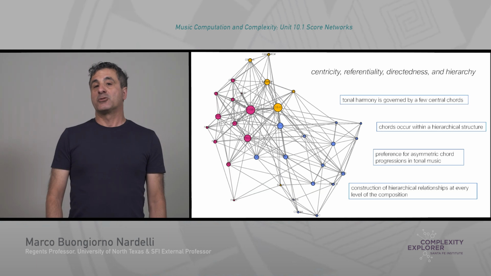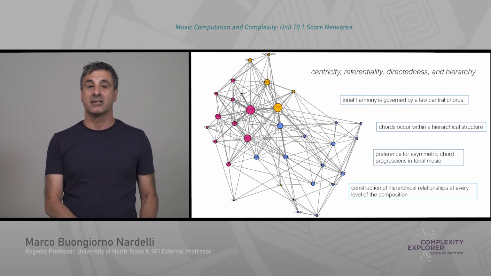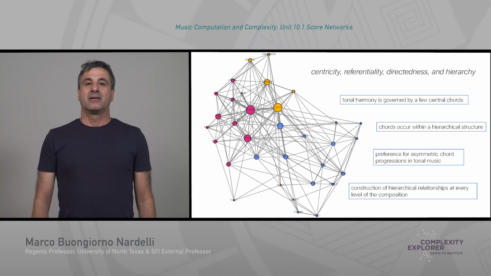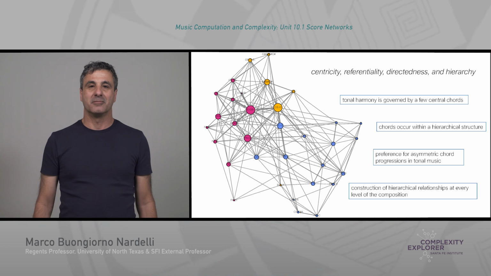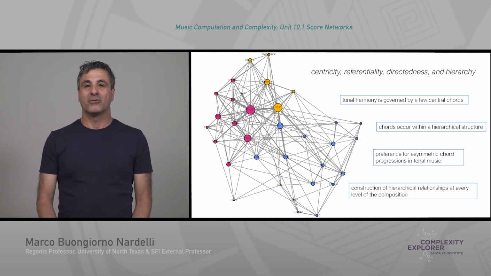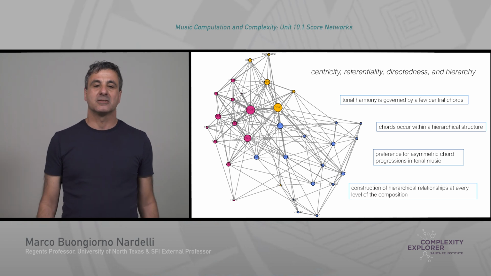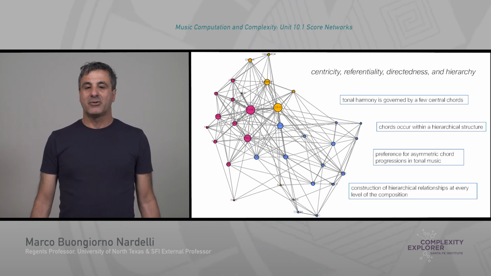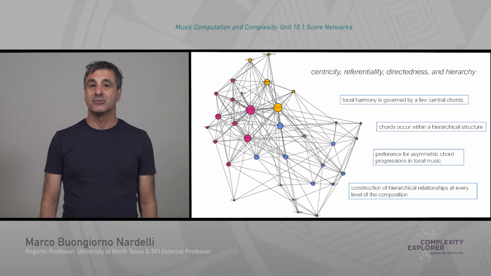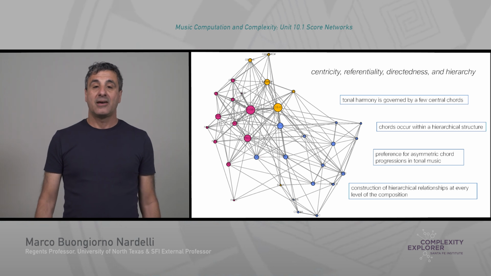Now, the very interesting aspect of this discussion is that we talked about the topology of the network and its characteristics, but the characteristics that I just enunciated are actually the same characteristics, or laws, of what we call tonal harmony, which is the basis of Western classical music, for instance. Tonal harmony is governed by a few central chords. So the hubs are actually the important chords in your piece. The chords have a hierarchical structure.